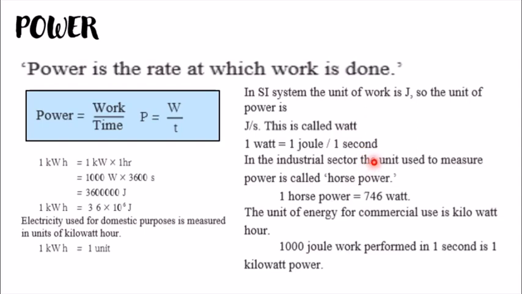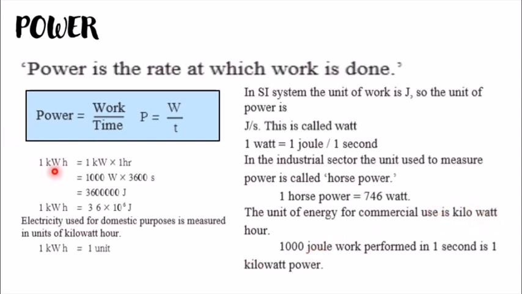Now in the industrial sector, where we use a large amount of power, it is measured as horsepower. 1 horsepower is equal to 746 watt. And in the commercial sector, that is at our homes, we use the unit kilowatt hour. 1 kilowatt is equal to 1000 watt, that is, 1000 joules per second.